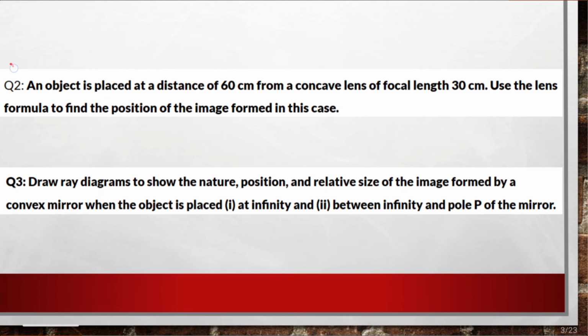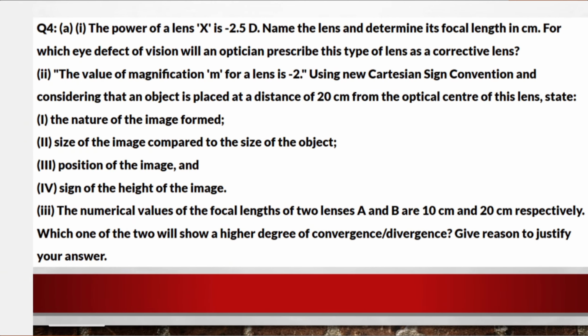Then the second question is a numerical where an object is placed at a distance of 60 cm from a concave mirror of focal length 30 cm. Use the mirror formula to find the position of the image formed in this case. Then the third question is based on a ray diagram. So you need to draw the ray diagram to show the nature, position and relative size of the image formed by a convex mirror when the object is placed at infinity and between infinity and the pole of the mirror.